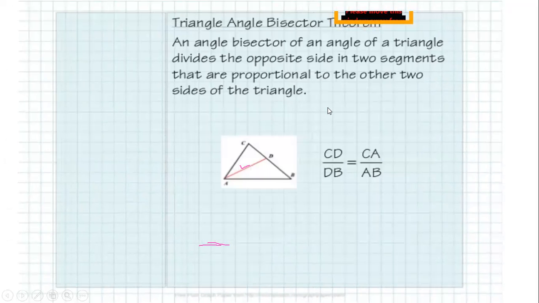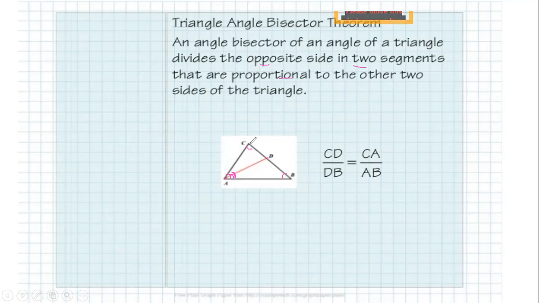If you look at the triangle angle bisector theorem, it is also a theorem which helps us to deal with similar triangle issues. According to this, an angle bisector of an angle of a triangle divides the opposite sides into two segments that are proportional to each other. So for example, AD is an angle bisector. It divides this angle of this triangle. And then since this triangle shares this angle, the opposite sides are divided into two segments which are proportional to each other.